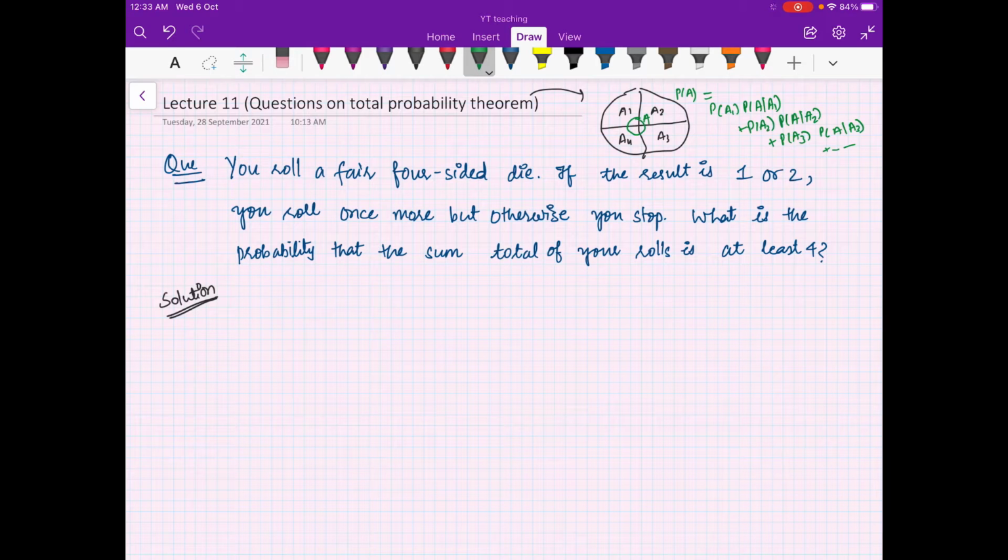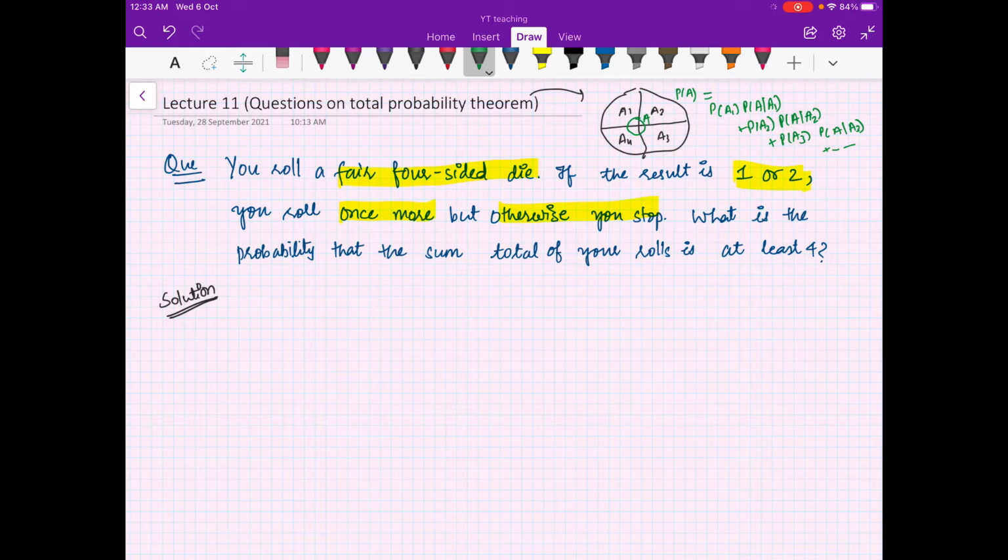So let us do some problems on the basis of that theorem. Here we have one problem: you roll a fair four-sided die. If the result is 1 or 2, you roll once more, but otherwise you stop. What is the probability that the sum total of your rolls is at least 4? Right, so now you are trying to understand this problem.